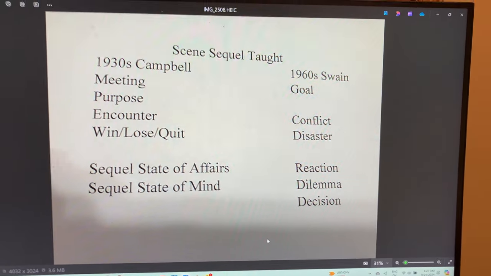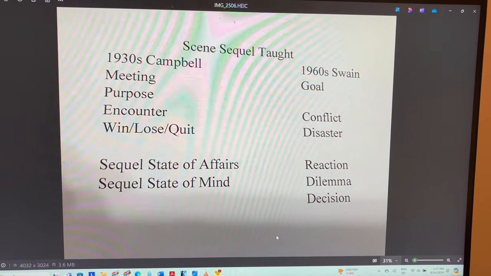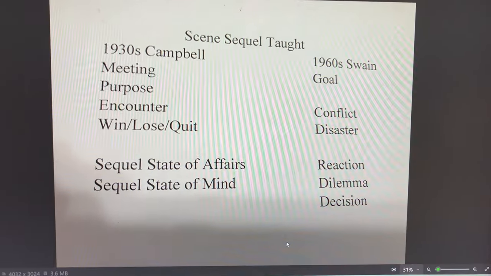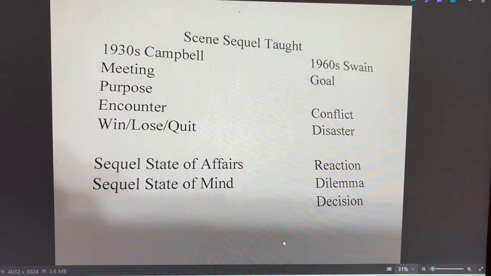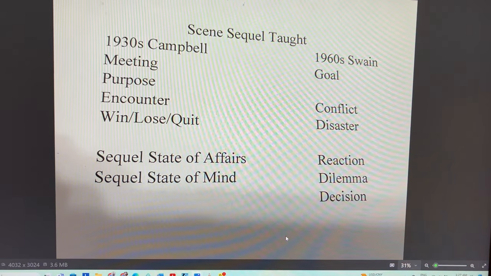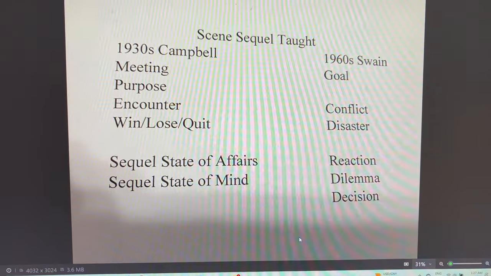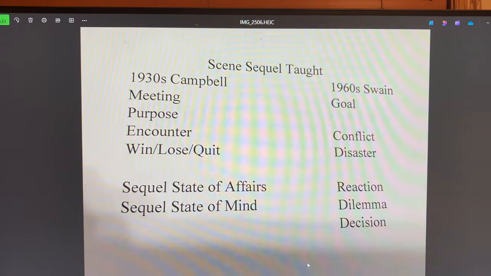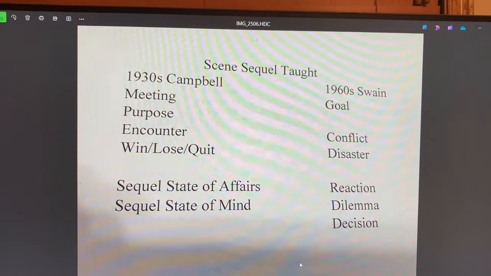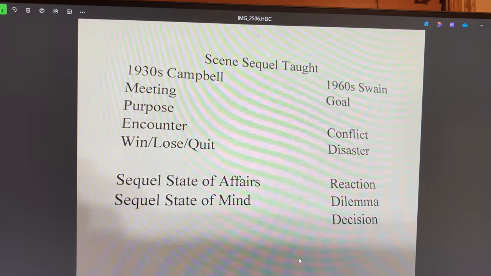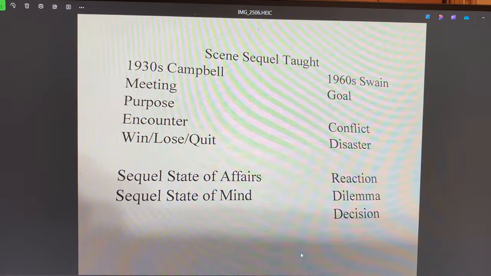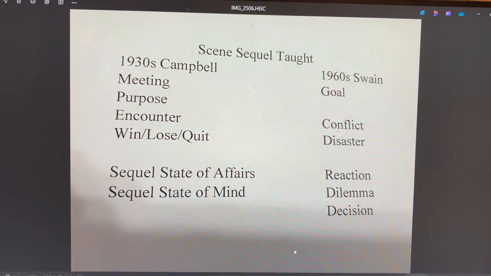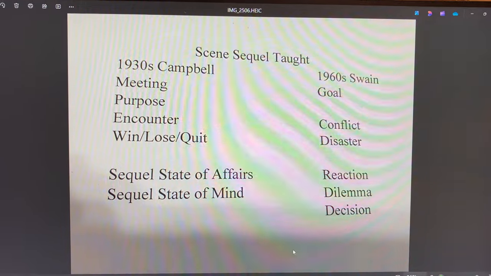a reaction, a dilemma, and makes a decision that leads to the next scene sequel, which is, however, a Walter S. Campbell scene sequel: meeting, purpose, encounter, and Augustus wins. It's not a disaster. Then in the sequel, there's the reaction, state of affairs, and state of mind. And that's what he's talking about, his state of mind, mostly, in the reaction.